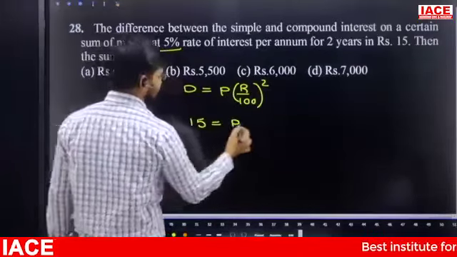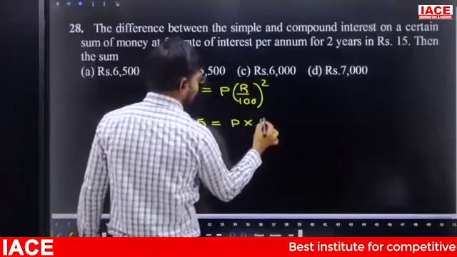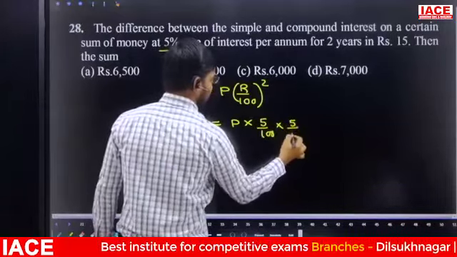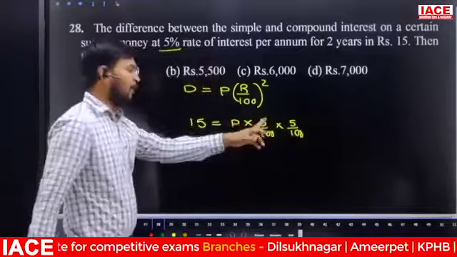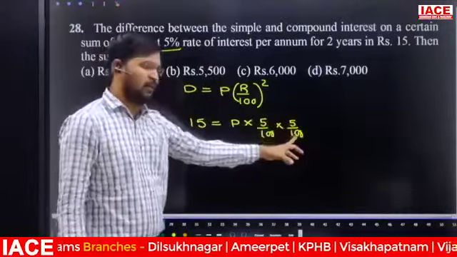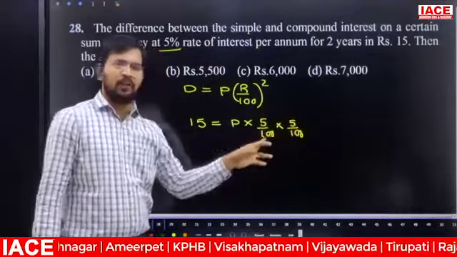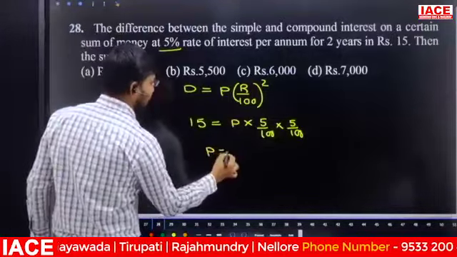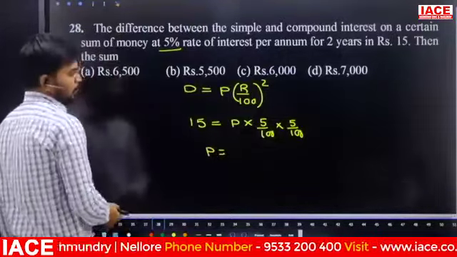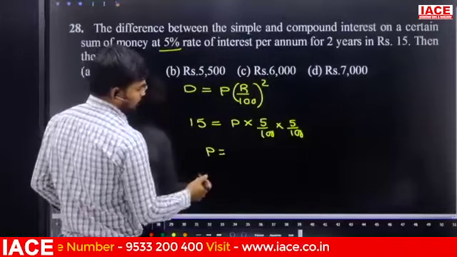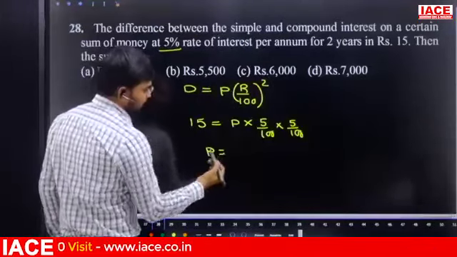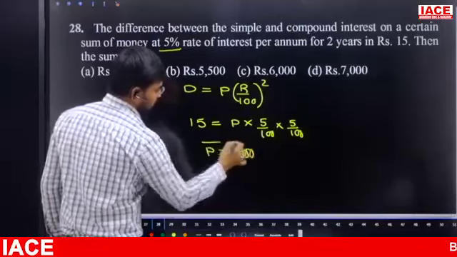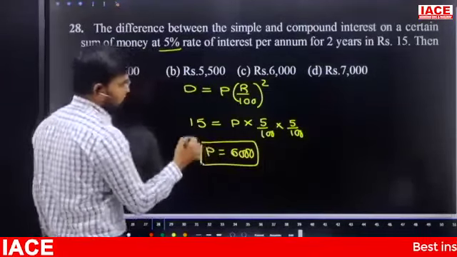R is how much? 5%. Therefore 5 by 100 into 5 by 100. 5 by 100 is nothing but 1 by 20. 1 by 20 into 1 by 20 is 1 by 400. 400 comes to this side. So 400 into 15, that is nothing but 400 into 10, 4,000, plus 2,000, that is 6,000. Your answer is 6,000.